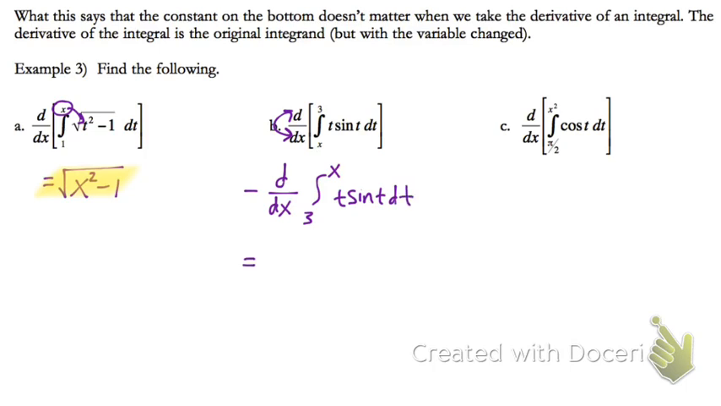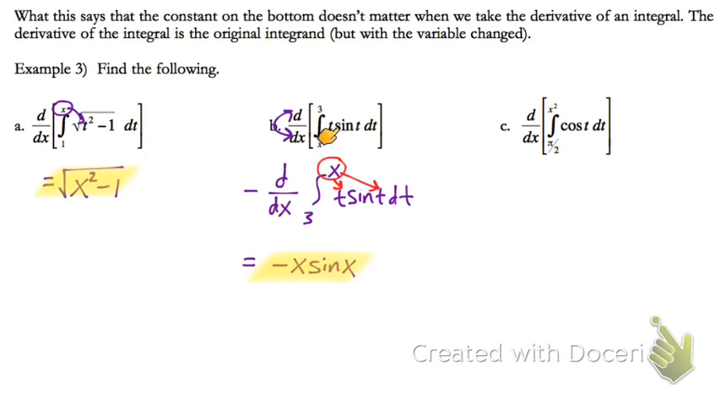So my answer is negative, and again, we're just going to plug this x into the function everywhere I see a t. So it's negative x sine of x. The 3 on the bottom has nothing to do with it. The only thing is that the x has to be on the top.